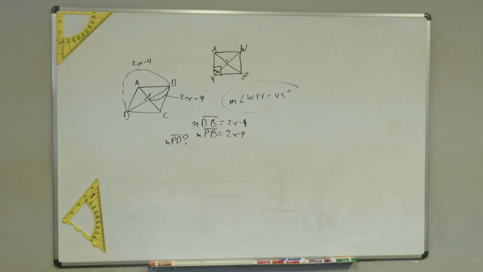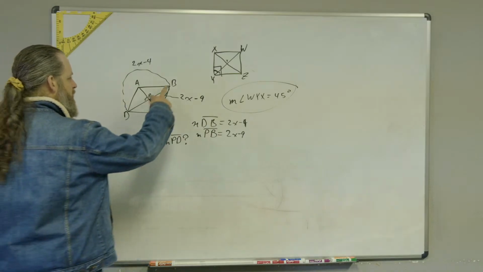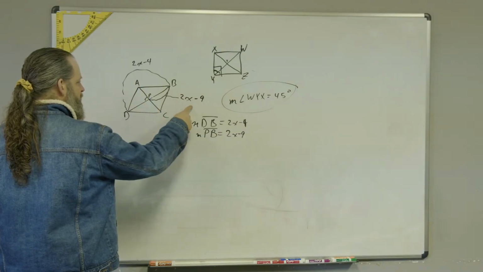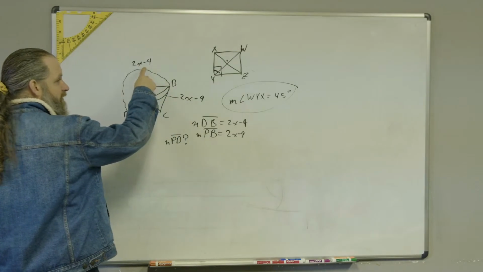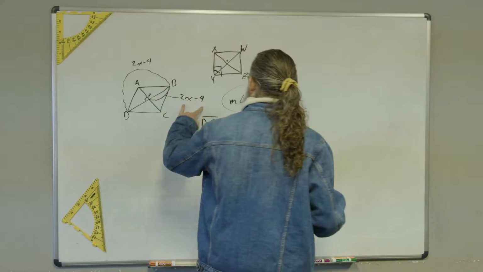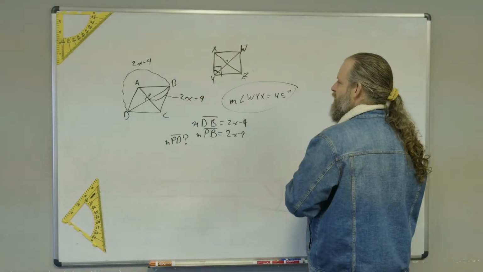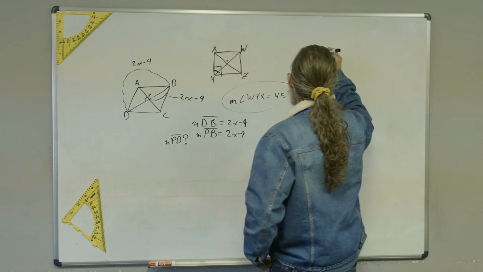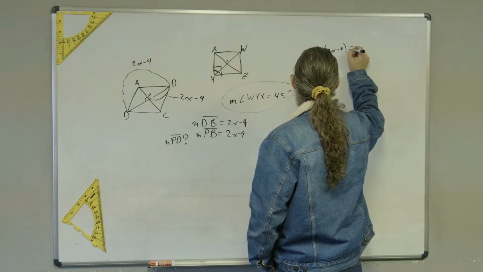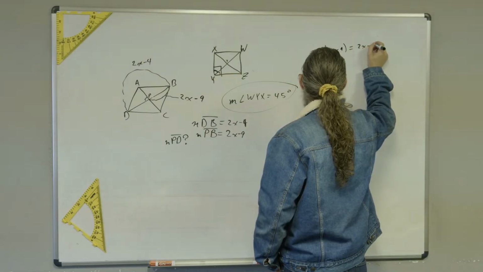What is true about the diagonals of a rhombus? They bisect, that's true enough. So this is the same as this. So 2 of these equals this one, right? So we could write that either as this plus itself or 2 times this, either way, right? 2 times 2x minus 9 equals 2x minus 4.